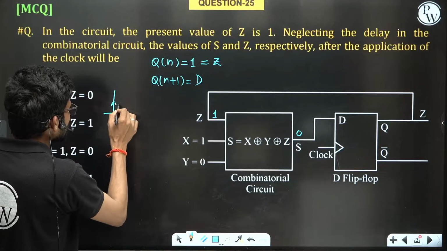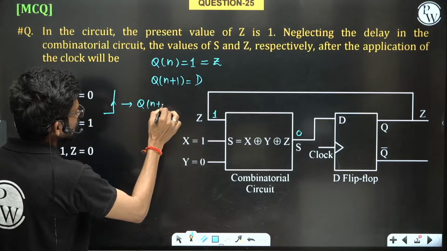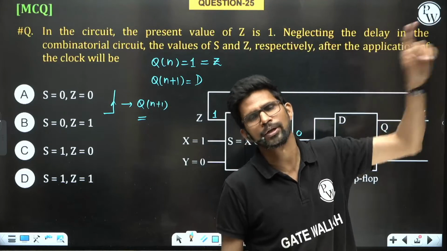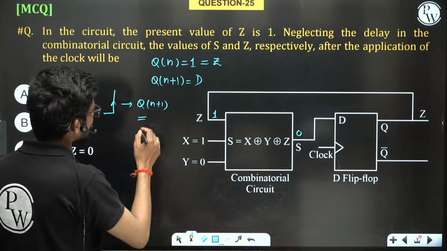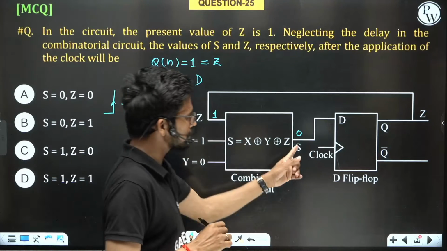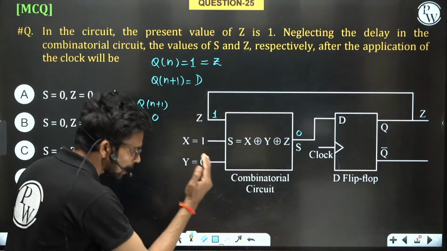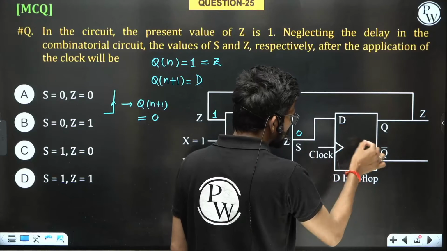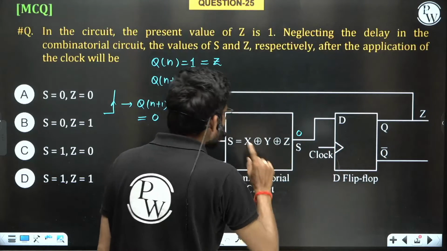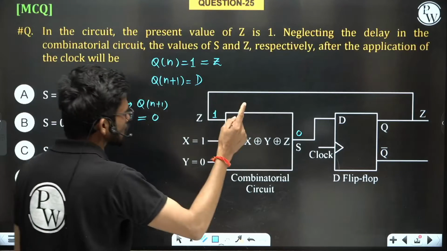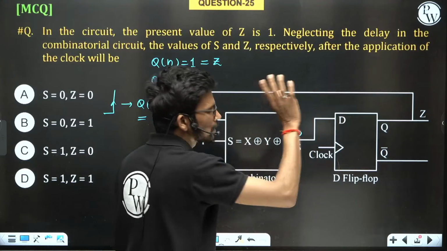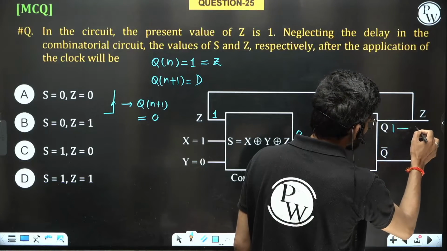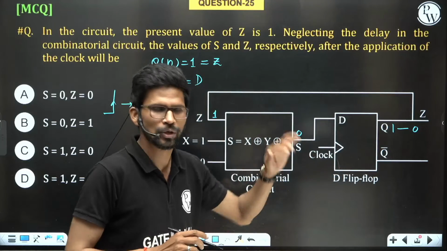As soon as you apply the clock, this flip flop will go from the present output state to the next output state, and the next output state will be nothing but the value of D, which is 0. So the present output of this D flip flop is 1, the present input is 0, and the output goes from the present output state to the next output state, whose value is the present input value D, which is 0. So this output goes from 1 to 0 as soon as you apply the clock.